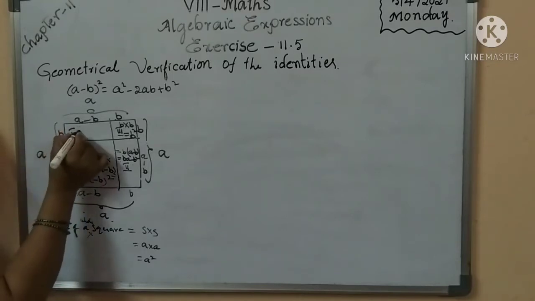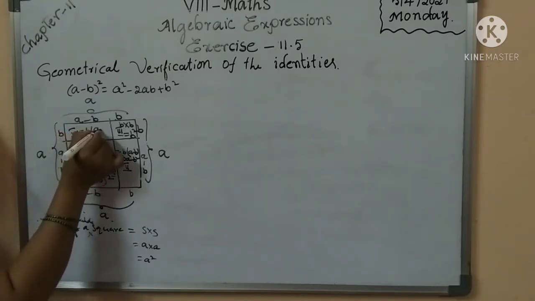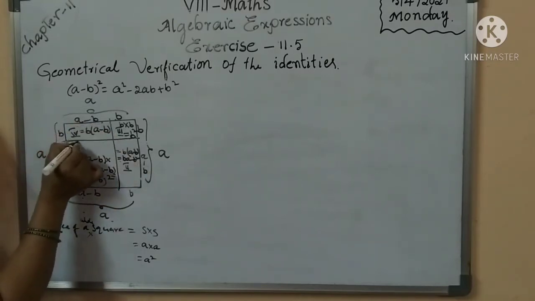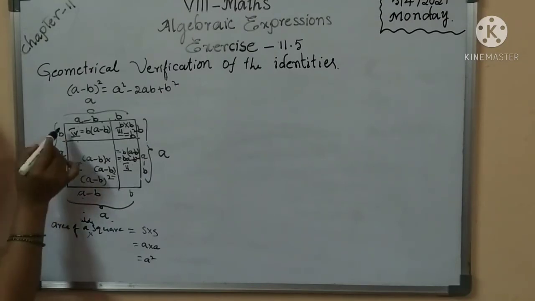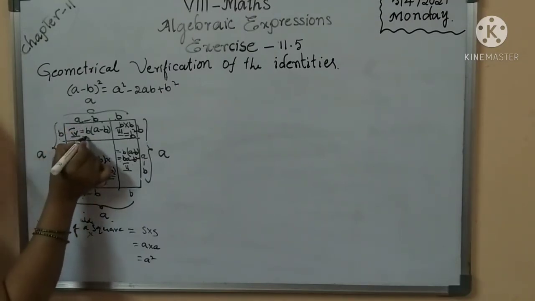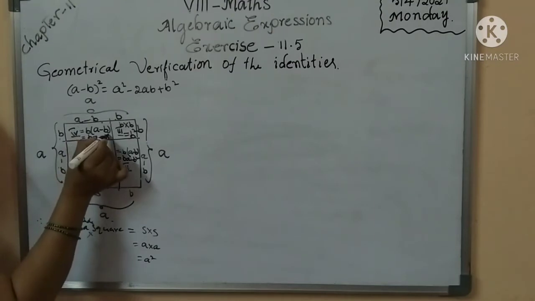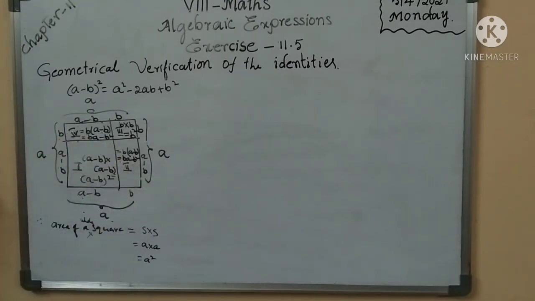Next, here also the same: b into (a minus b). It is the area of a rectangle, length into breadth, b into (a minus b). So ba minus b square. Multiply the inside terms: b into a is ba, minus b into b is b square.